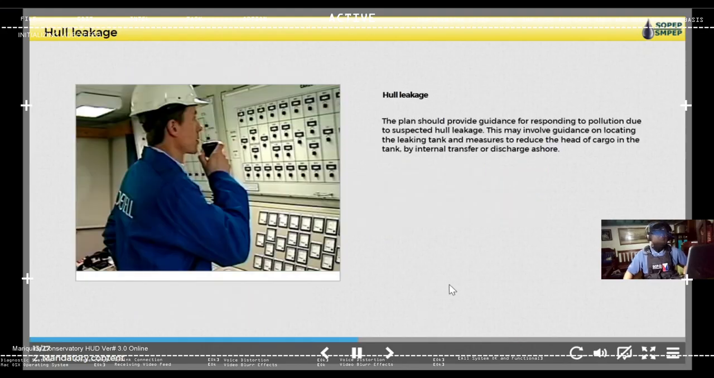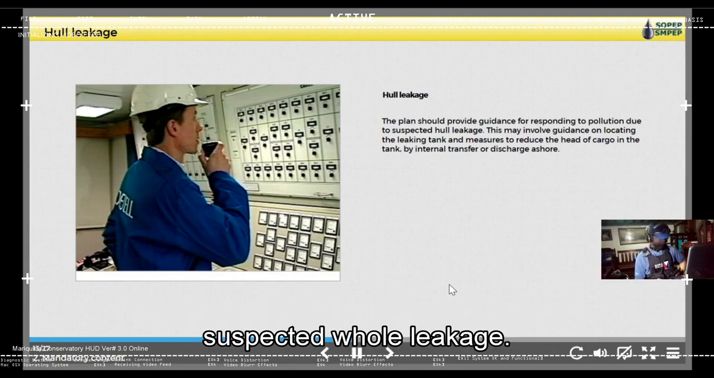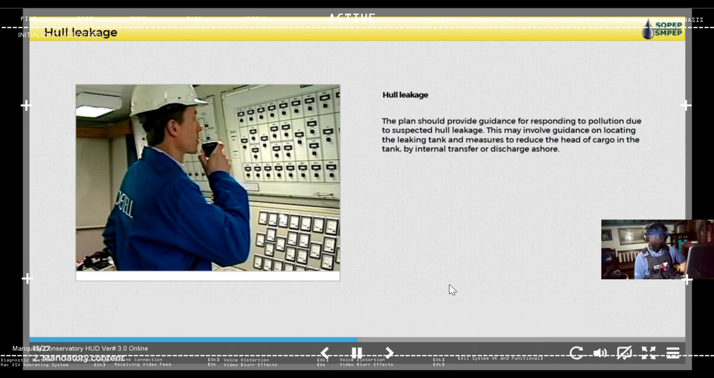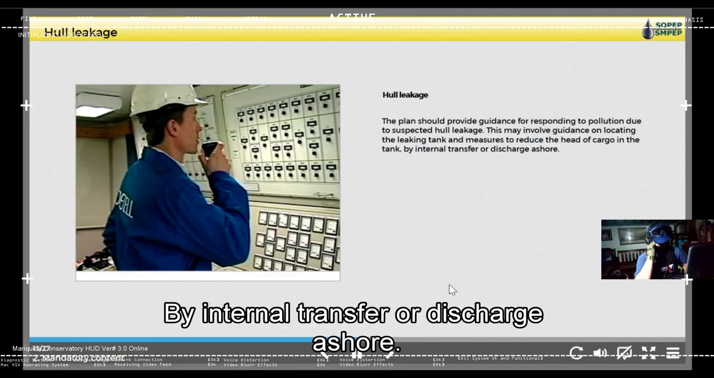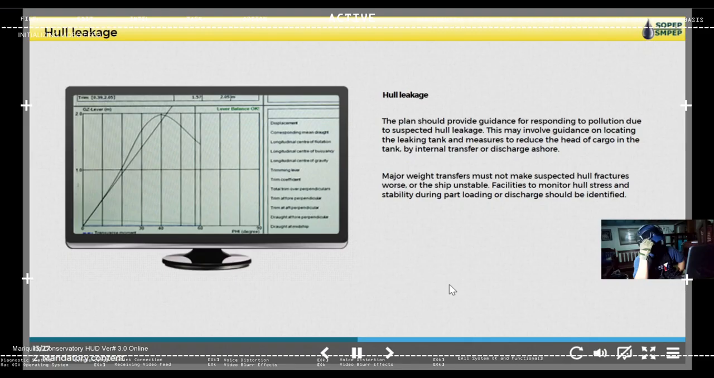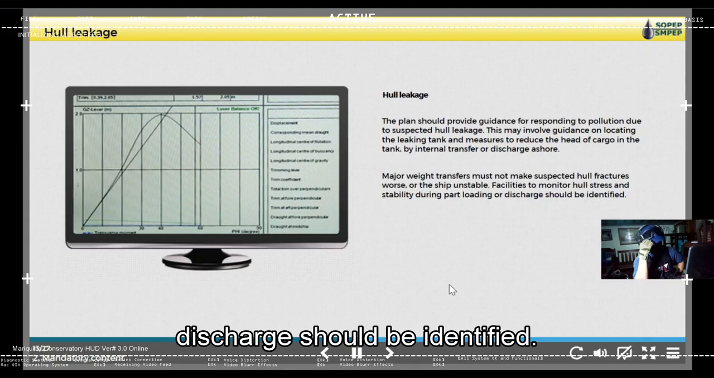The plan should provide guidance for responding to pollution due to suspected hull leakage. This may involve guidance on locating the leaking tank and measures to reduce the head of cargo in the tank by internal transfer or discharge ashore. Major weight transfers must not make suspected hull fractures worse or the ship unstable. Facilities to monitor hull stress and stability during part loading or discharge should be identified.